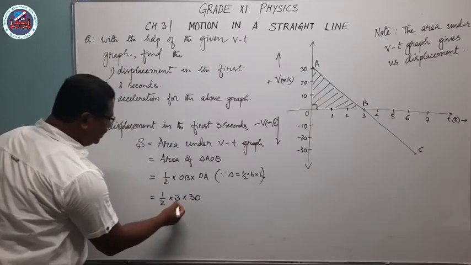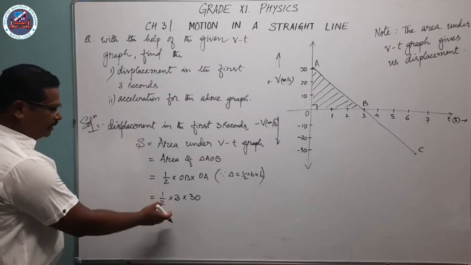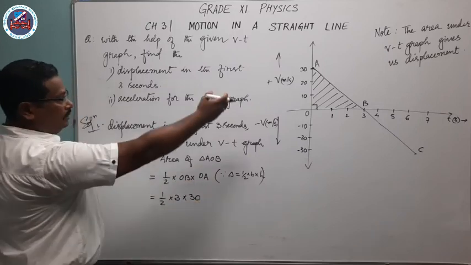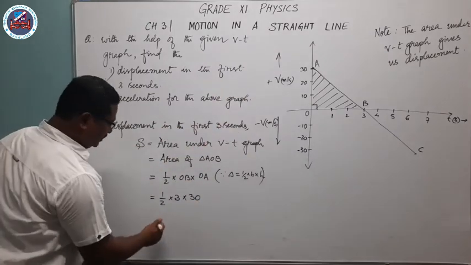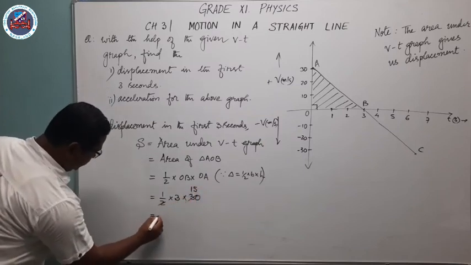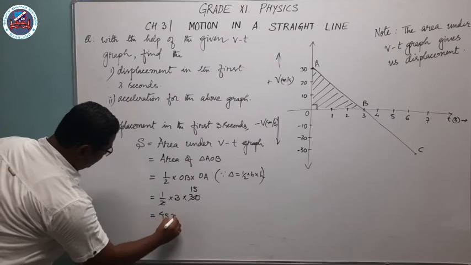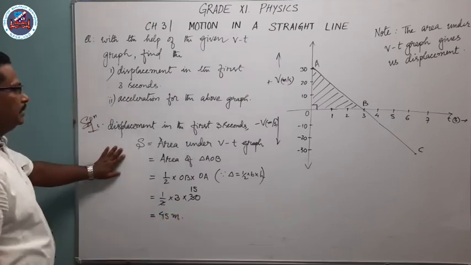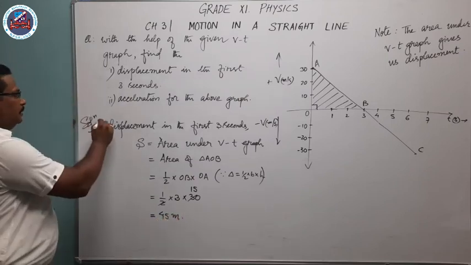The SI unit of displacement is meter, so the second will get cancelled. Half of 30 is 15, and 15 times 3 is 45 meter. Like this you will get the displacement. This is for the first one.